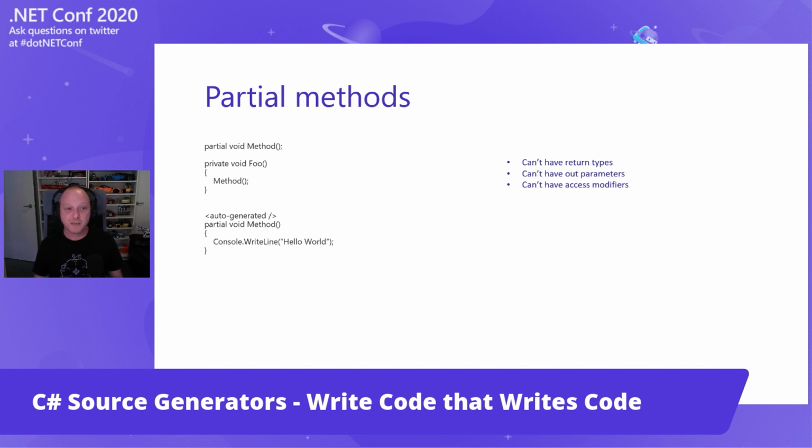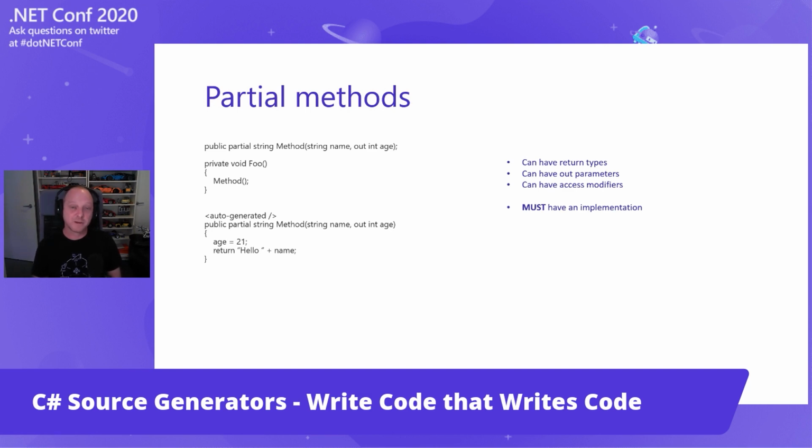Because of that, these method calls can't change anything. So they can't have return types, they can't have output parameters, they can't have access modifiers. In C# 9, because we got source generators and partial methods became so much more useful, those rules are completely flipped on their heads. You can now have return types, output parameters, and access modifiers. But if you have any one of those things, you have to provide a method body, which is fine in the source generator case because your source generator is going to provide that method body.